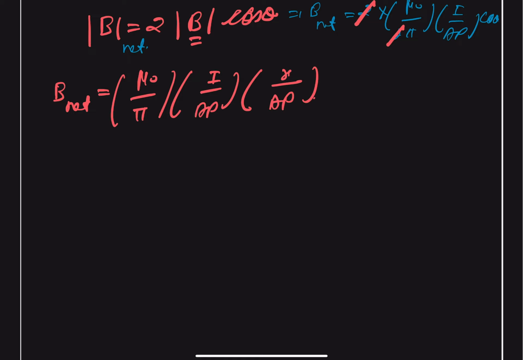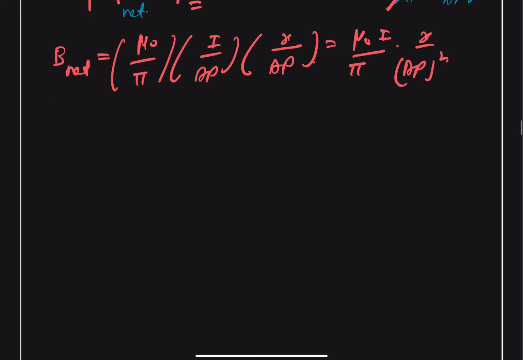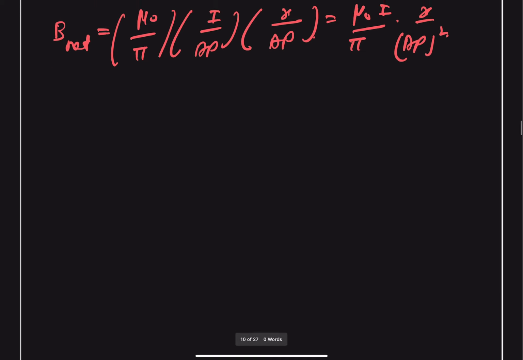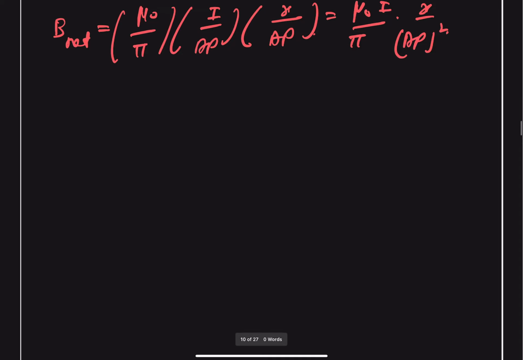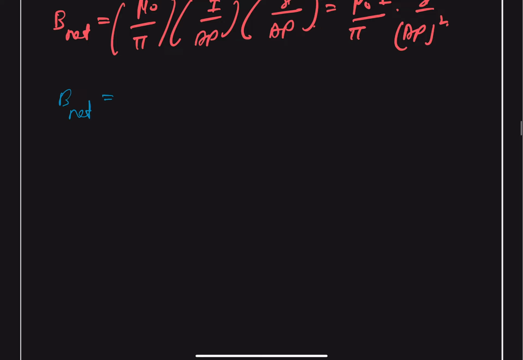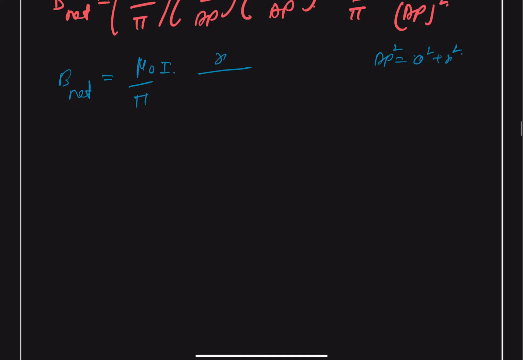And this can be written as mu naught I upon pi, and here comes x upon AP square, and AP we can write in the form of A and x. We can say that our B net will be equal to mu naught I upon pi, and this comes as x upon AP square, which is A square plus x square.